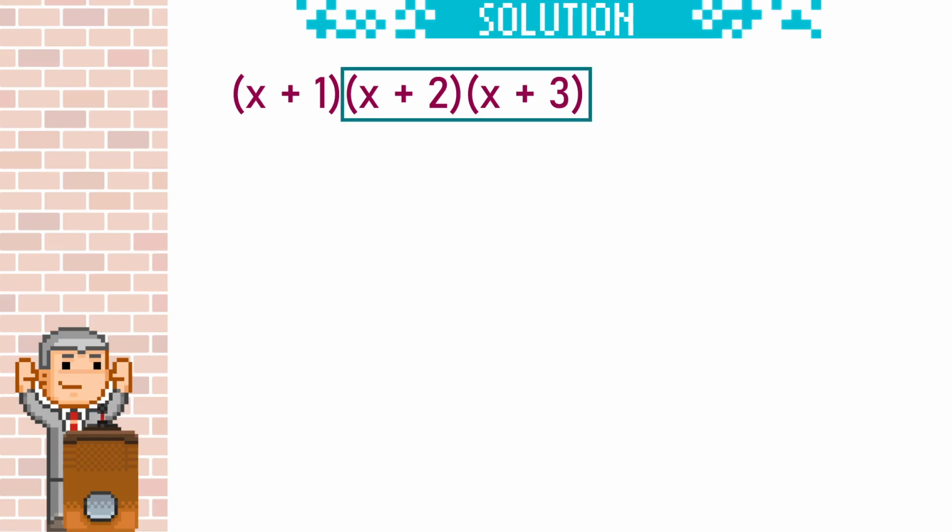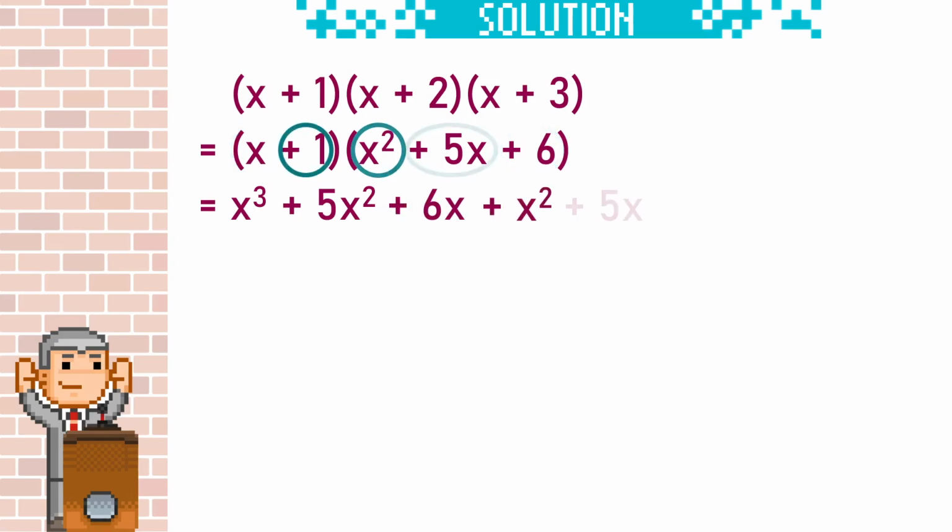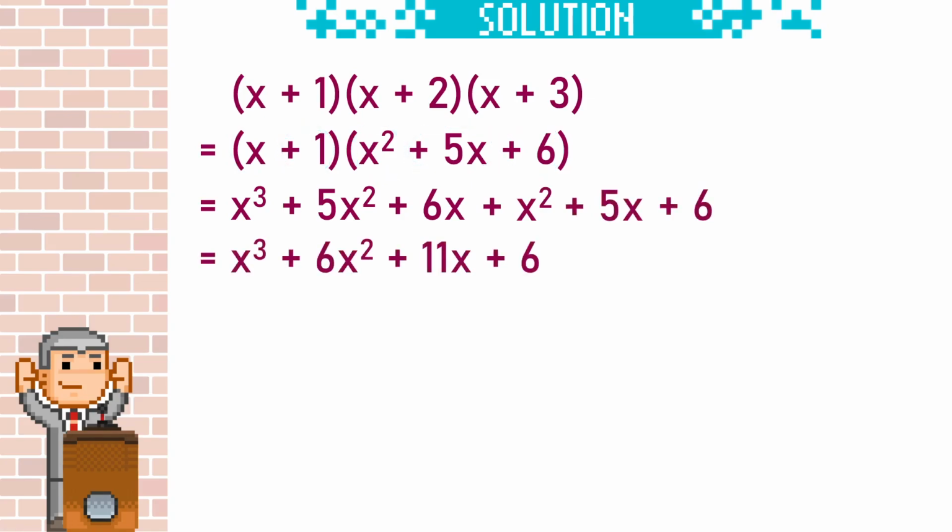When expanding a cubic, ignore one of the sets of brackets and expand the other two. So let's look at these last two, and we're going to expand those to make x squared plus 5x plus 6. Now multiply each term in the first bracket by each term in the second bracket. So x times x squared is x cubed, x times 5x is 5x squared, x times 6 is 6x, and then we're going to do the same with the 1. So 1 times x squared is x squared, then 5x, then 6.